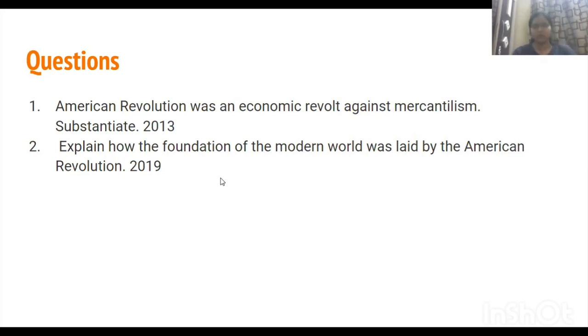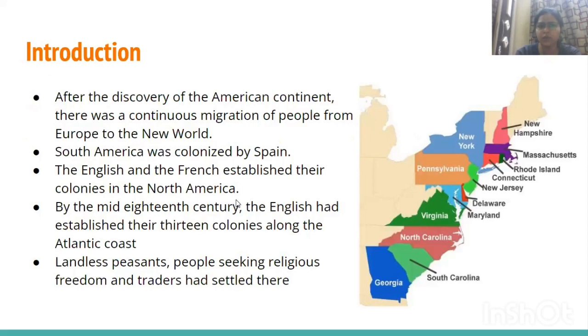So two important questions we had seen, the 2013 question and the 2019 question. 2013: the American Revolution was an economic revolt against mercantilism. And 2019: explain how the foundation of the modern world was laid by the American Revolution. So these were the two questions which have come in the past 10 years from this particular topic. Okay, so we had seen the importance of this revolution.